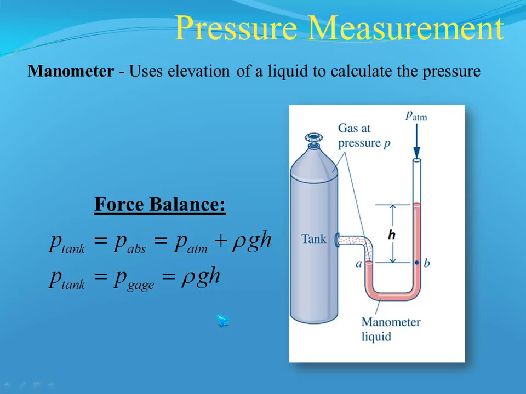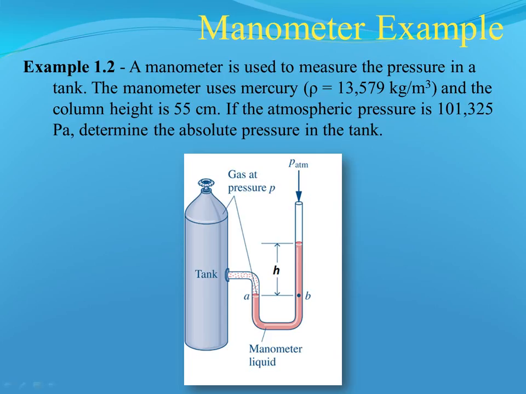Now, if we were looking at the pressure of the tank in gauge pressure, remember that does not take into account atmospheric pressure, so it's almost like canceling this out. So we have gauge pressure is equal to density times gravity times height. And so the manometer is actually fairly commonly used in experimental setups and things like that.